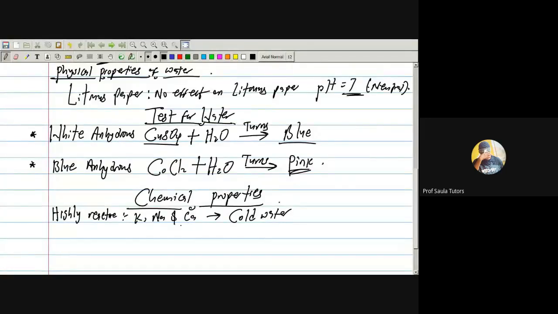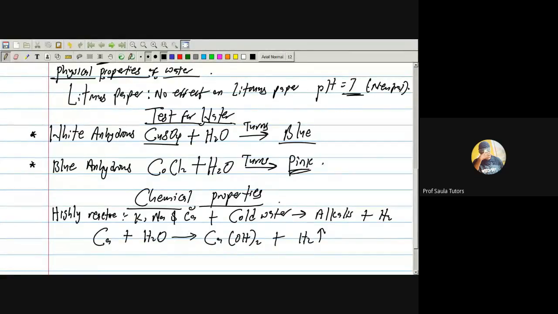If you react any of these with cold water, what do we always get? We always get alkalis and hydrogen gas. Let me give you an example. Calcium reacts with cold water, H2O. Calcium is less violent, but with sodium and potassium, you will see fire. When they react, we have an alkali, Ca(OH)2, then hydrogen gas is given off. This is a gas that is being liberated.